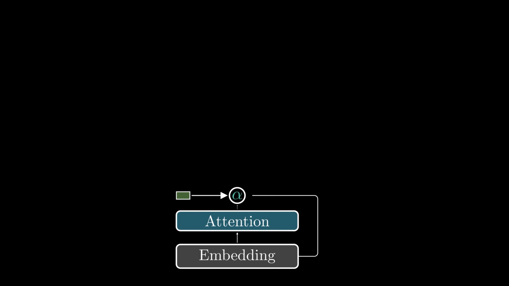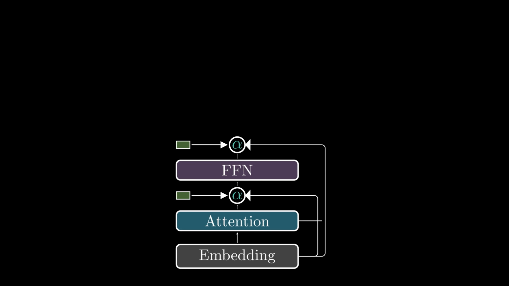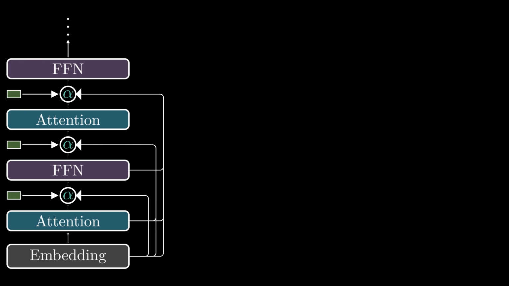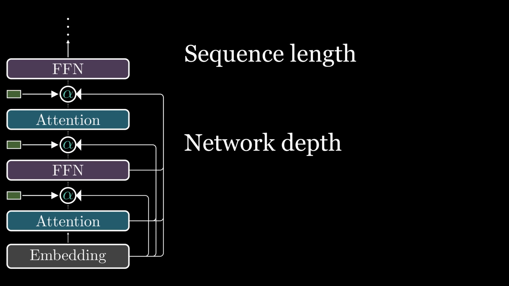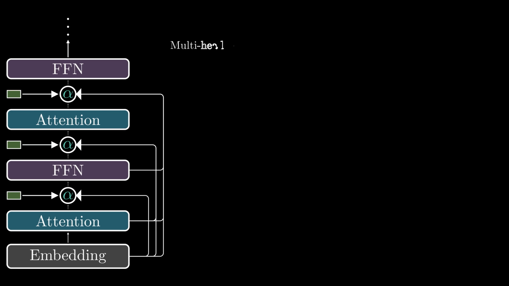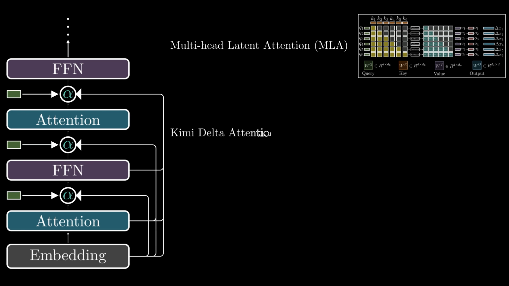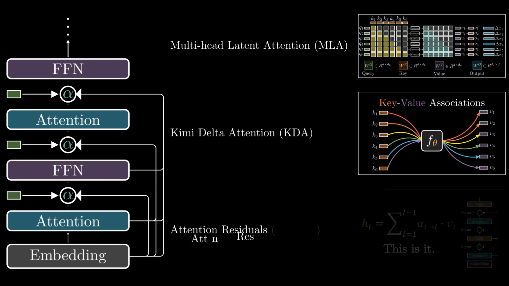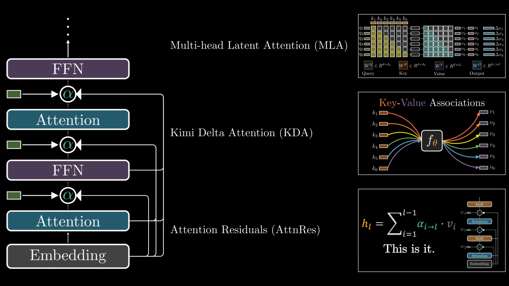Like any transformer-based model, Kimi K3 processes a sequence of token embeddings with a stack of attention and feed-forward layers. Its architecture scales information flow across sequence lengths, network depths, and model widths. Along the sequence dimension, it combines multi-head latent attention and Kimi delta attention in a 1:3 ratio. Along the network depth dimension, it replaces residual connections with attention residuals, allowing modules to access embeddings and prior blocks directly beyond conventional residual paths.